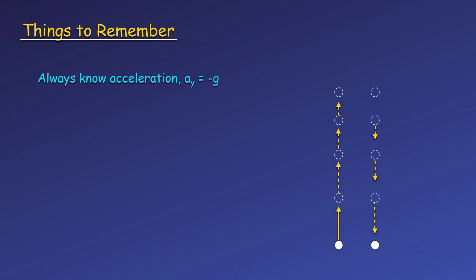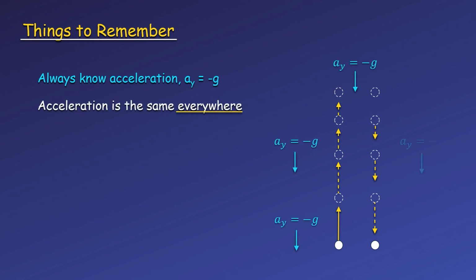Otherwise, you won't be given any information on the acceleration, because you're expected to know the acceleration for an object in freefall. Second, this acceleration is the same everywhere, which is what we mean by constant acceleration. This means the acceleration is always downward, and it always has a magnitude of 9.8 meters per second squared when the object is moving upward, when the object is not moving at the top, and when the object is moving downward.